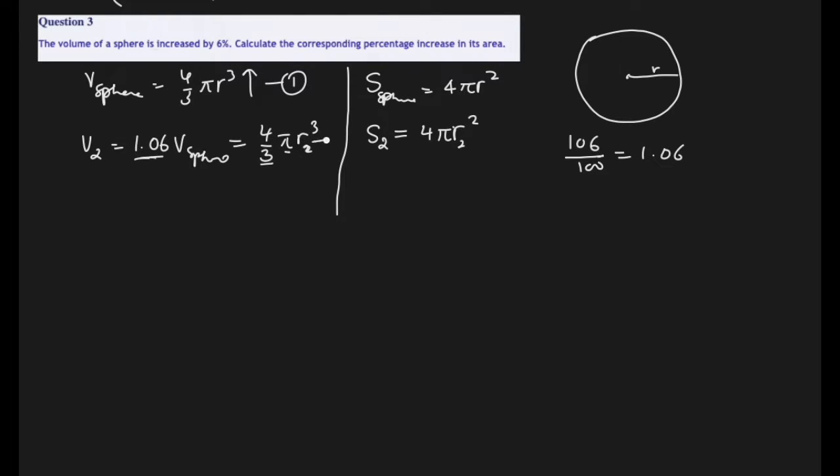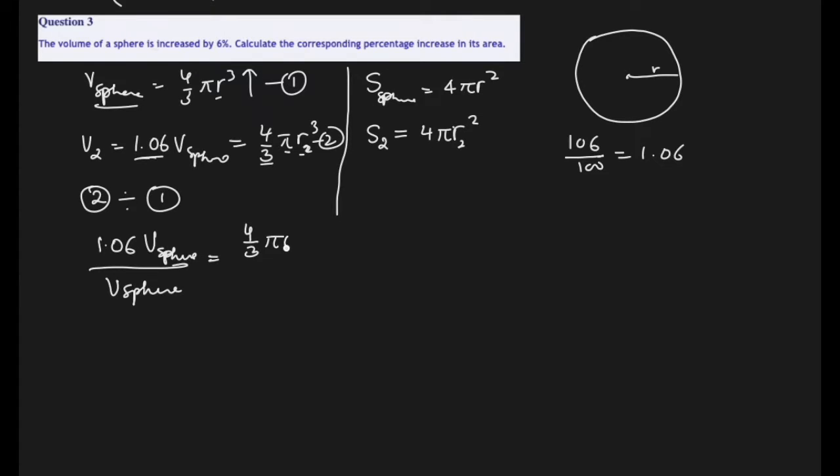This is equation number 1, this is equation number 2, so that I get a relationship between r and r2. So I will divide equation number 2 by equation number 1. Left hand side is 1.06 V sphere divided by V sphere, equal to the right hand side, which is 4/3 pi r2 cube divided by 4/3 pi r cube. The purpose was to cancel things out: V sphere cancels with V sphere, 4/3 cancels with 4/3, pi with pi, and what are we left with? 1.06 equals r2 cube over r cube.